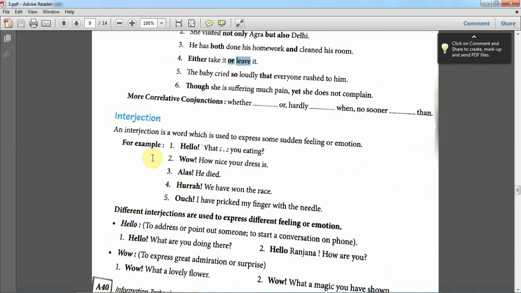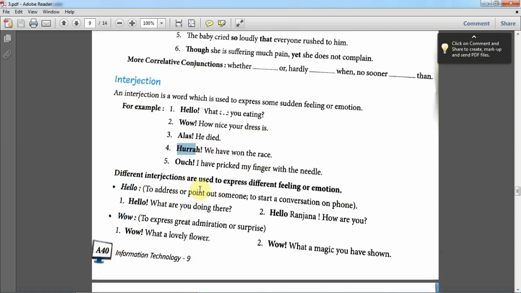Then interjection. An interjection is a word which is used to express some sudden feeling or emotion. Hello, wow, alas, hooray, ouch. These are all interjection words to express sudden feelings or emotions. So different interjections are used to express different feelings or emotions.